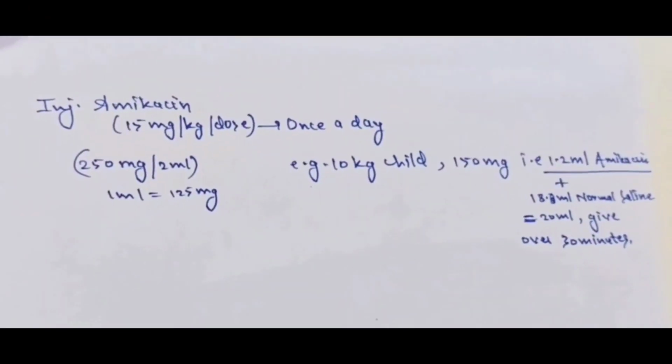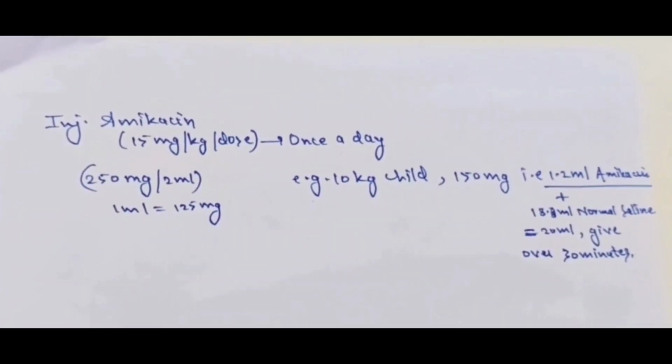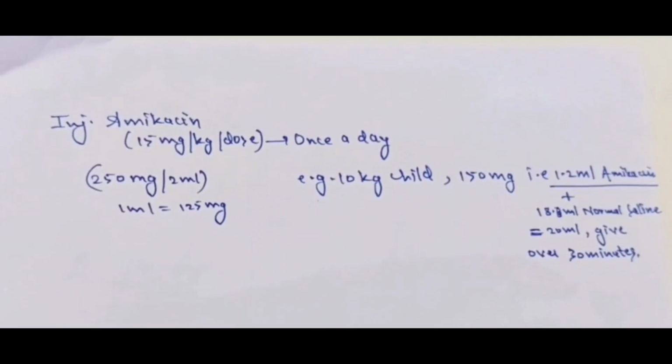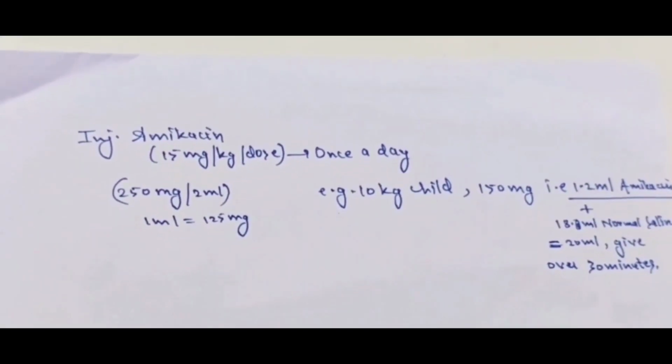Let us see about the injection amikacin, which is most commonly used for urinary tract infections. The dose is 15 mg per kg per dose once a day, and it comes in the form of 250 mg per 2 ml. So each ml contains 125 mg.